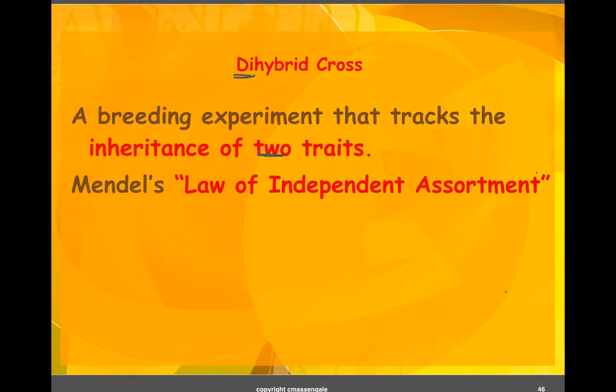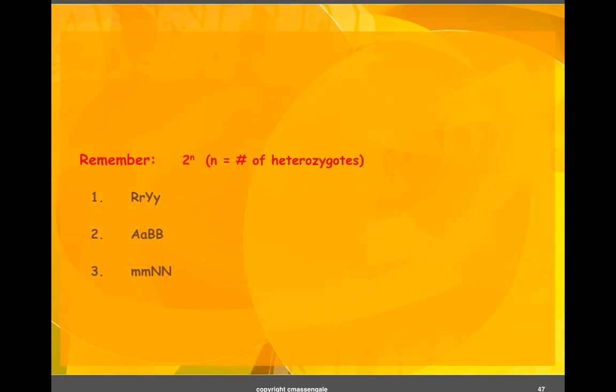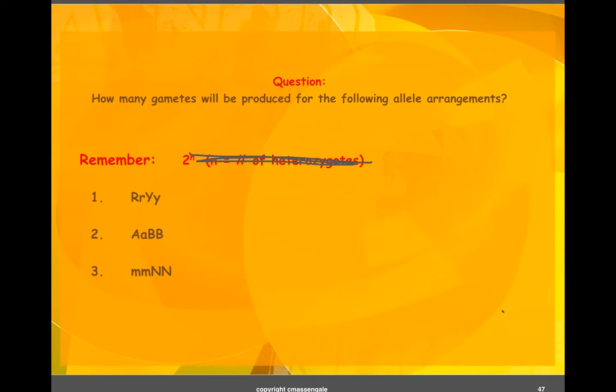Mendel's law of independent assortment states that each pair of alleles segregates independently during gamete formation. We're going to disregard this 2n, don't need to know that. But I want to talk to you about how many gametes will be produced when they independently assort. So we're going to use what's called the FOIL method to determine that, and that means that we can find all the possible combinations.